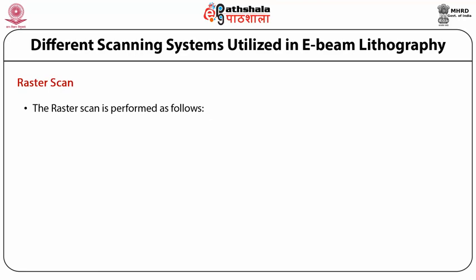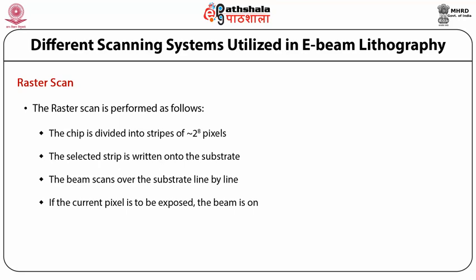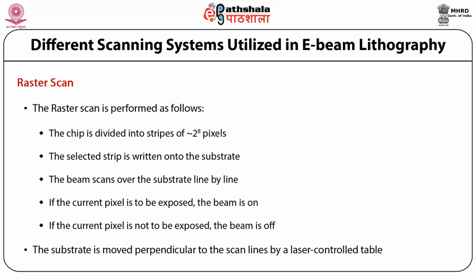The raster scan is performed as follows. The chip is divided into strips of around 2 to the power 8 pixels. The selected strip is written onto the substrate. The beam scans over the substrate line by line. If the current pixel is to be exposed, the beam is on. If the current pixel is not to be exposed, then the beam remains off. The substrate is moved perpendicular to the scan lines by a laser controlled table.